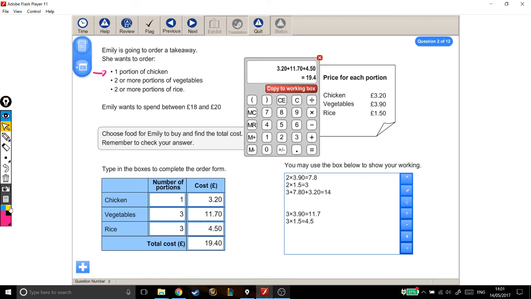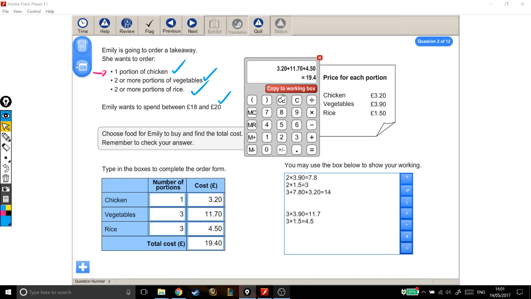Right, let's just go through what she wanted and make sure that we've got everything she needed. One portion of chicken, yep. Two or more portions of vegetables. Well, 3 is 2 or more, so that's okay. Two or more portions of rice, that's fine too. And she wants to spend between £18 and £20. Well, £19.40 is between 18 and 20, so that one's done too. Right, so there we go.